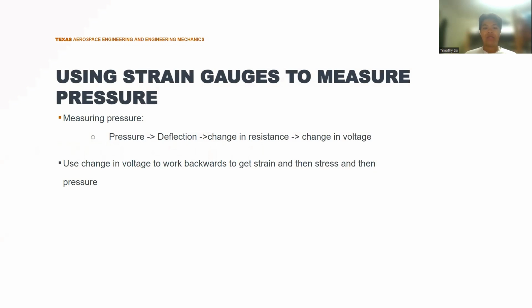That deflection causes some type of physical change in resistance of the strain gauge, and when the resistance changes, it causes a change in voltage given the same input. Because of that change in voltage, we can work backwards and get strain using the strain gauge, and then go backwards with Young's modulus to find the stress and then eventually the pressure.